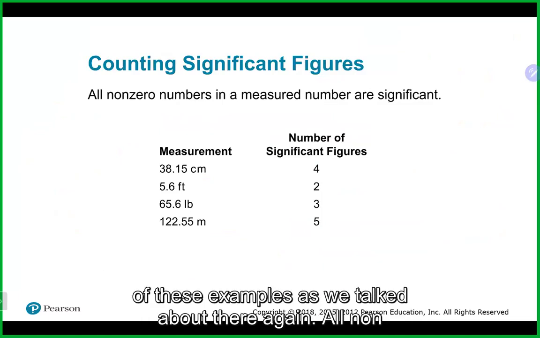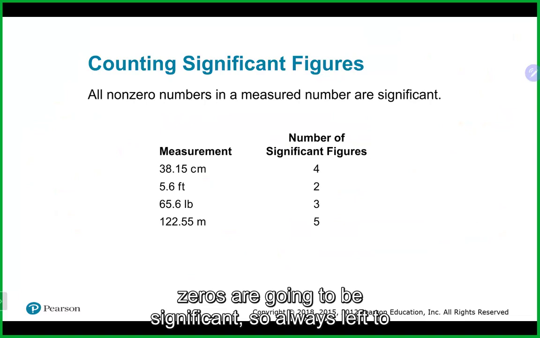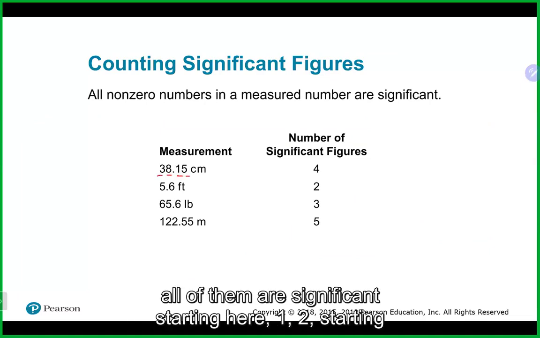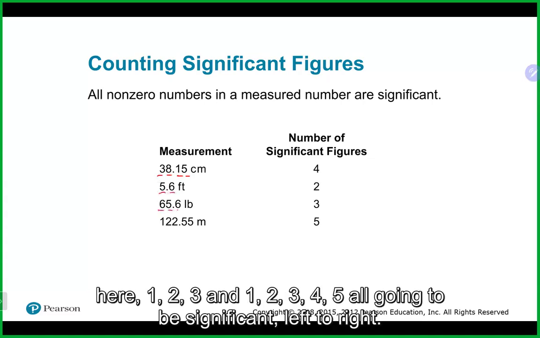As we talked about there, again, all non-zeros are going to be significant, so always left to right. So in this case, starting here, 1, 2, 3, 4 significant figures. All of them are significant. Starting here, 1, 2. Starting here, 1, 2, 3. And 1, 2, 3, 4, 5, all going to be significant left to right here.